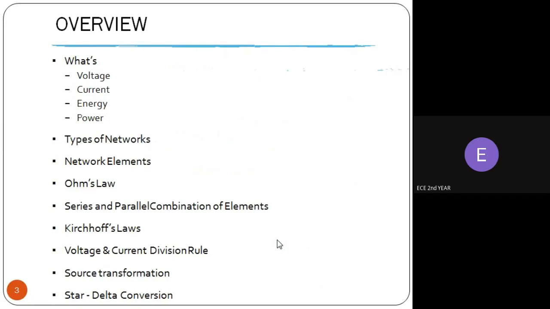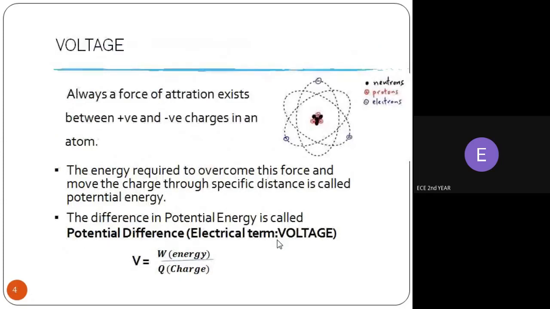Today we are going to see what is voltage, current, energy and power, types of networks, network elements, Ohm's law, series and parallel combination of elements, Kirchhoff's law, voltage and current division rule, source transformation, star and delta, vice versa conversion, and problems. So voltage: always a force of attraction exists between the positive and negative charges in an atom. So this is the basic thing which we all know.